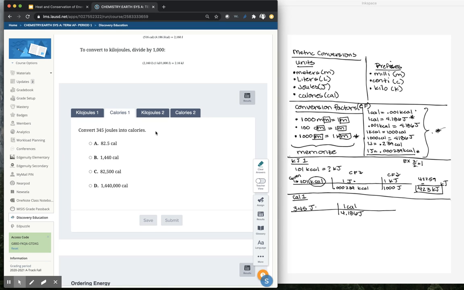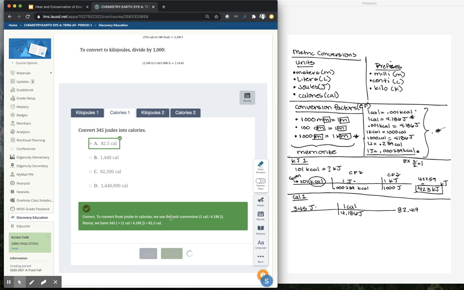And when I put that into my calculators, I get 82.417, which is a little off from this problem, but the closest answer to this one is A. So let's see if I get that correct. And I get 82.5 as being correct. So let's round this to 82.5 calories. All right.